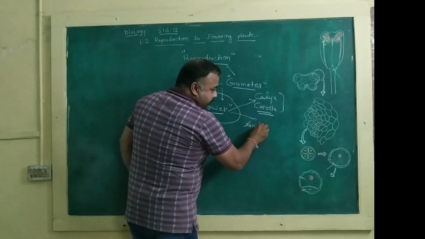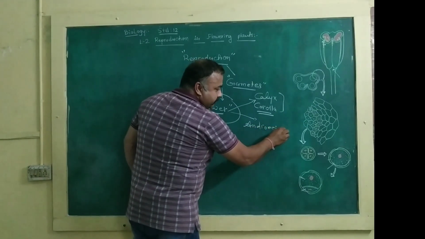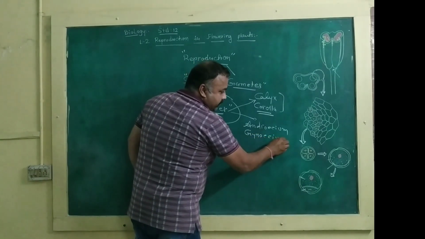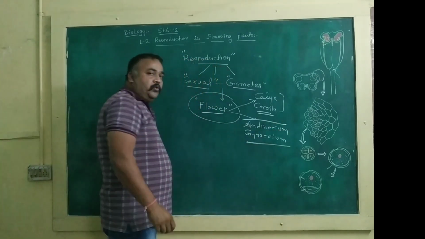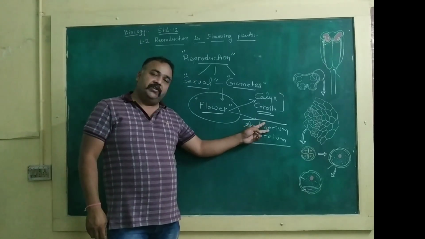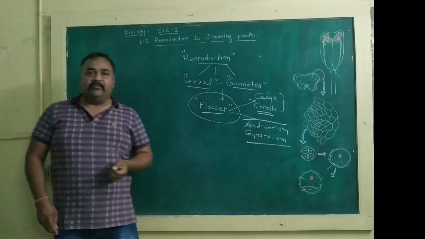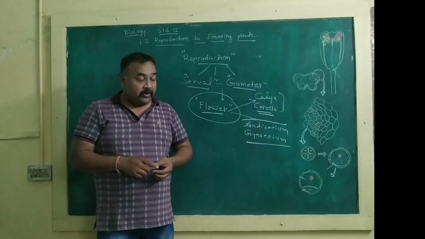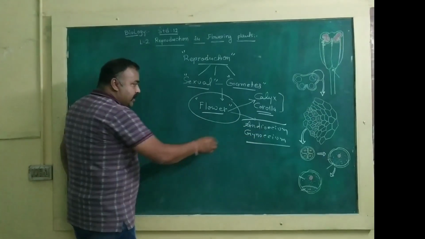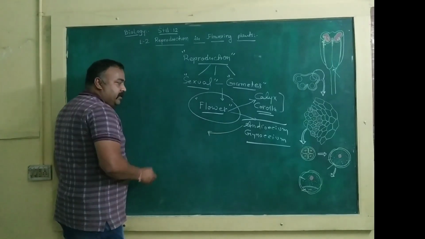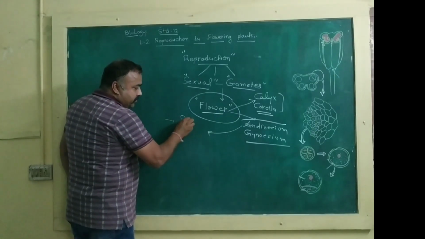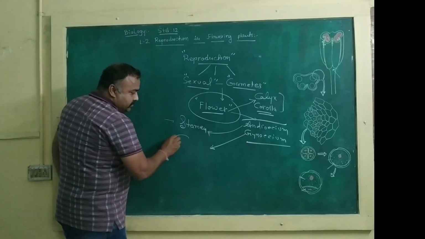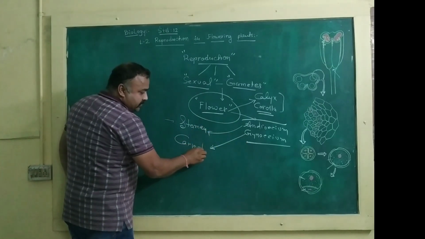Androecium and gynoecium are known as reproductive floral whorls. Androecium is known as the male reproductive floral whorl. Gynoecium is called the female reproductive floral whorl. Now, androecium is made up of stamens and gynoecium is made up of carpels.